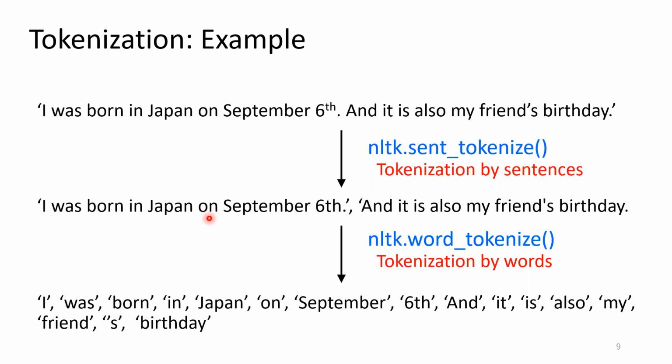I was born in Japan on September 6th, and it is also my friend's birthday. Next, I tokenize the text by word using NLTK word_tokenize, which splits the whole text into 16 words here, such as "I", "was", "born", "in", etc. So we can tokenize the same sentence at various levels.